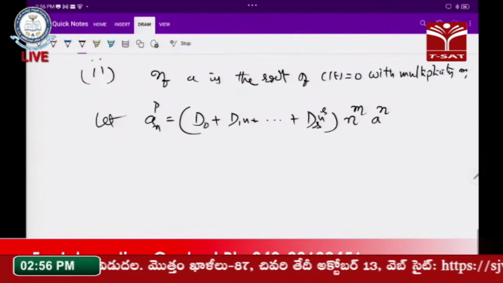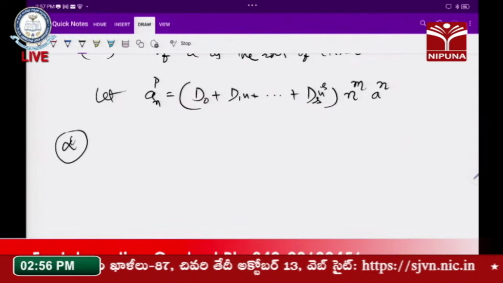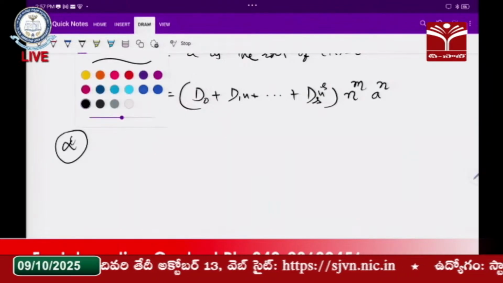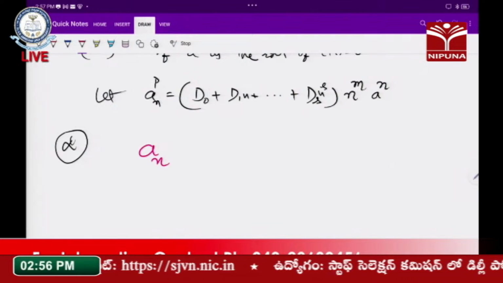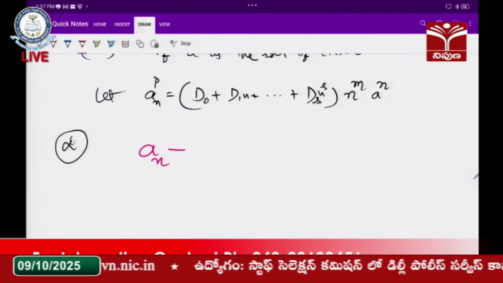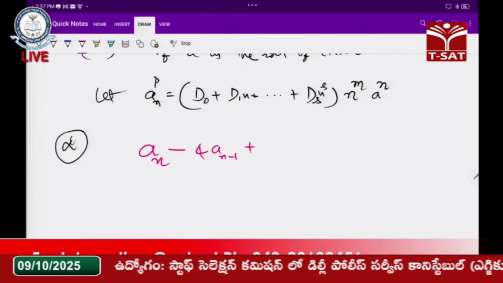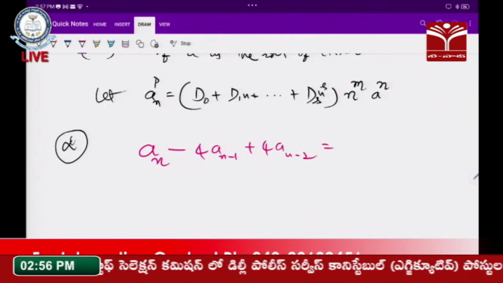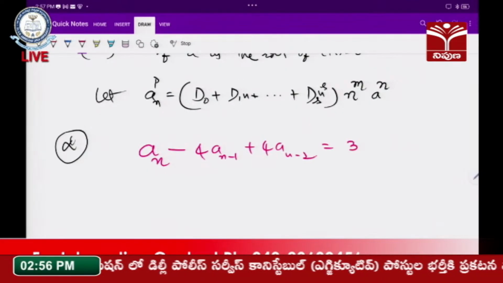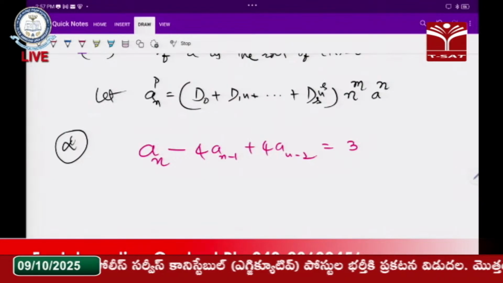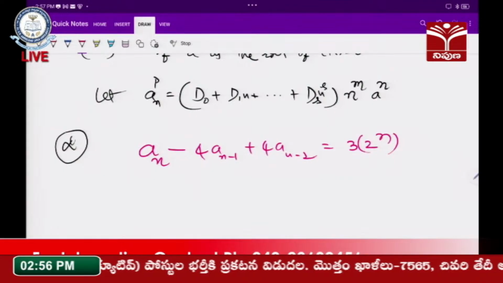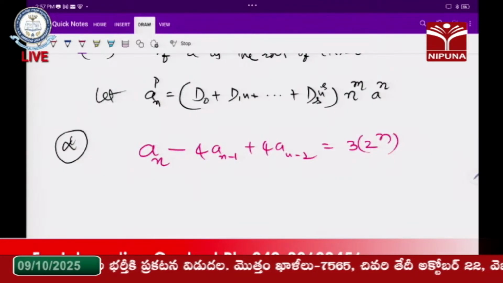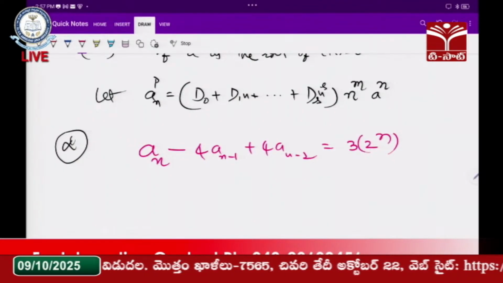Let me clarify this by taking one example. Generally I am taking this one, like the previous problem: a n minus 4 a n minus 1 plus 4 a n minus 2 equal to 3 into 2 power n. Since 2 is the root, let me take 3 into 2 power n. It is clearly a linear, non-homogeneous, constant coefficient recurrence relation.